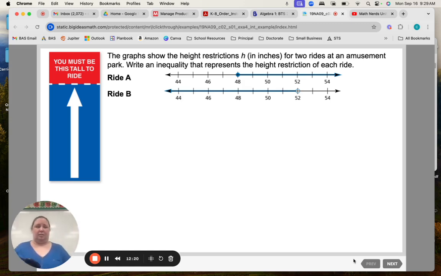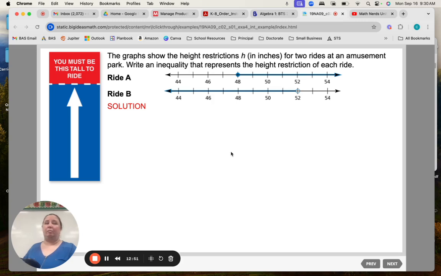The graphs show the height restrictions, h in inches, for 2 rides at an amusement park. Write an inequality that represents the height restriction of each ride. So ride A, you can see is graphed there, 45 and higher. So what would be the first thing you want to do? Write down the number line. Graph the number line. So 48 is the number you're using.